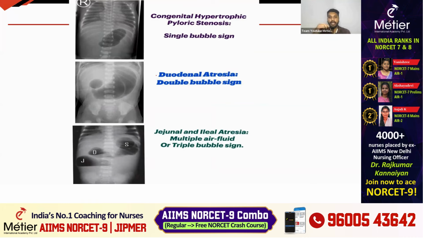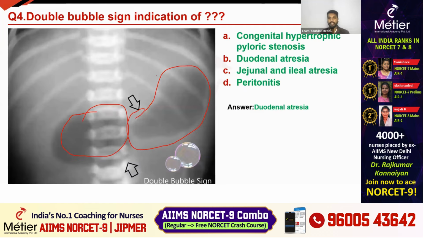Duo, double. And the last one, triple bubble sign. We can see it in the jejunal and ileal atresia. Jejunal and ileal. So three words are there. So we can remember triple bubble. So these bubbles can be seen in the stomach, duodenum, as well as in the jejunum. Three parts we can see the triple bubble sign. Clear?